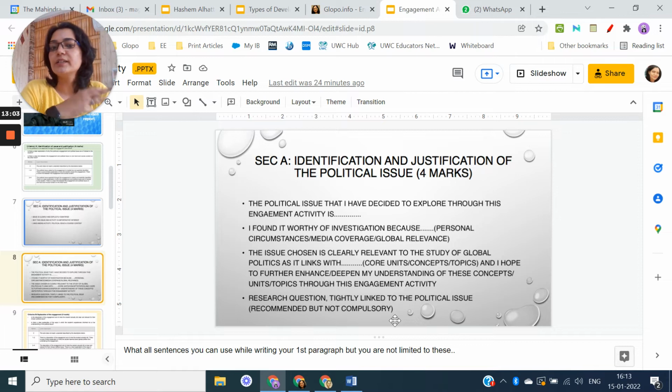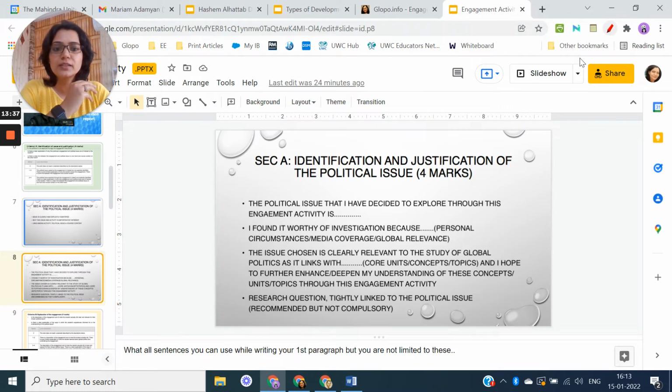A research question tightly linked to the political issue is just recommended, not compulsory. Whatever research question or political issue you are mentioning, I'm definitely looking for the same political issue you have given as the title, even in your introduction also, with an explanation of how you identified that political issue. I'm looking for that as well. So these are just a few suggestions. You can use any of these things or you can use your own also. I hope Section A is clear to you. This is of 4 marks.